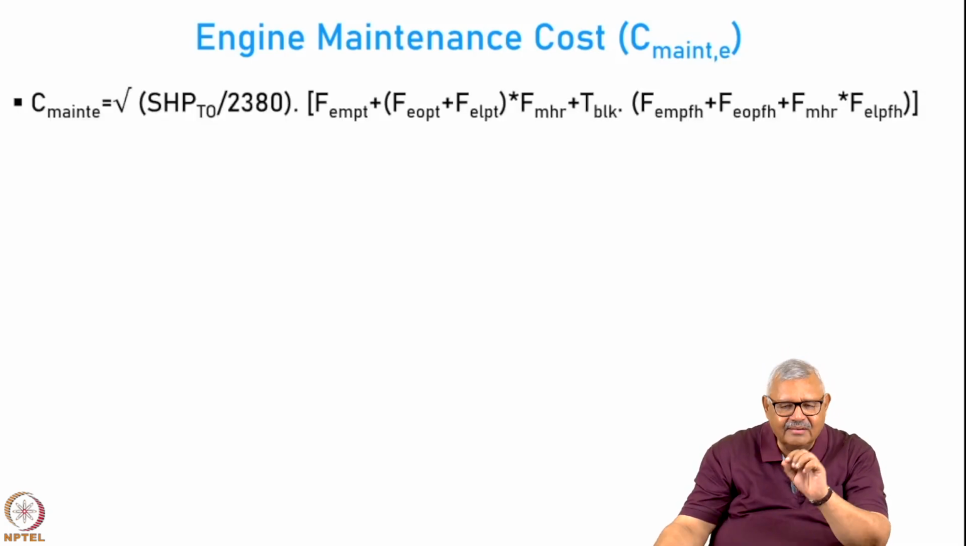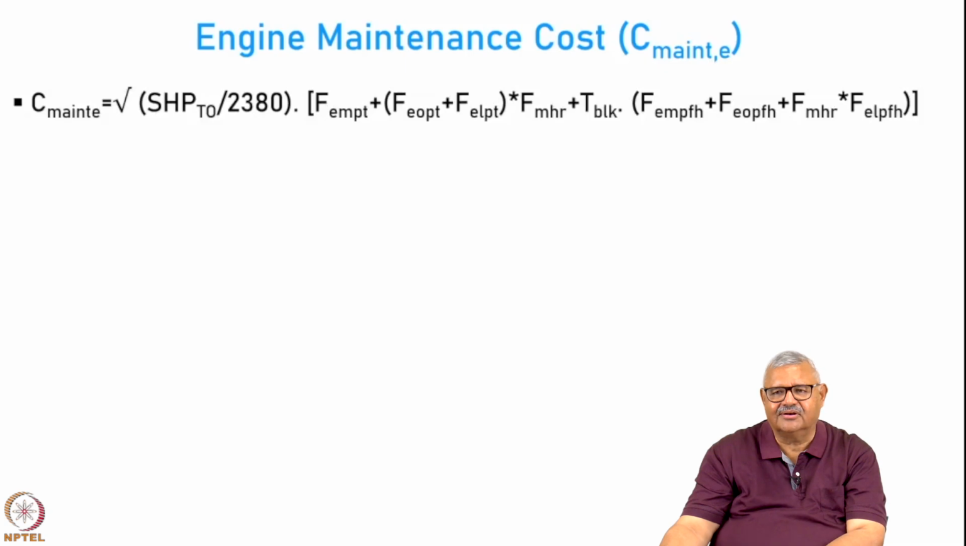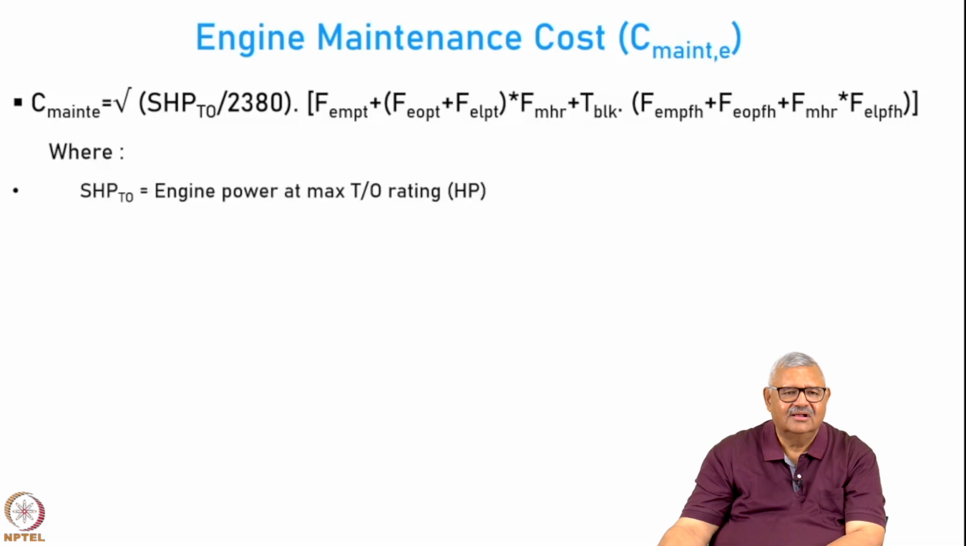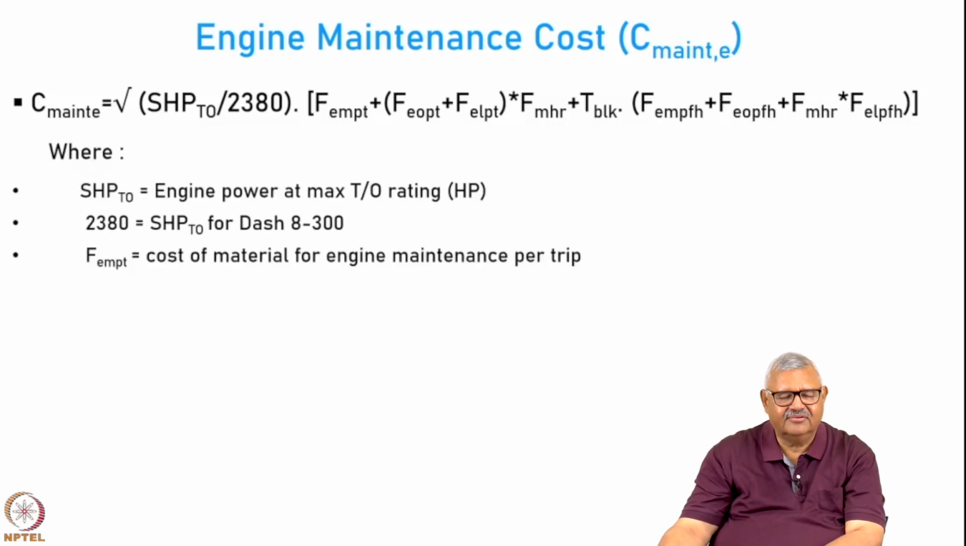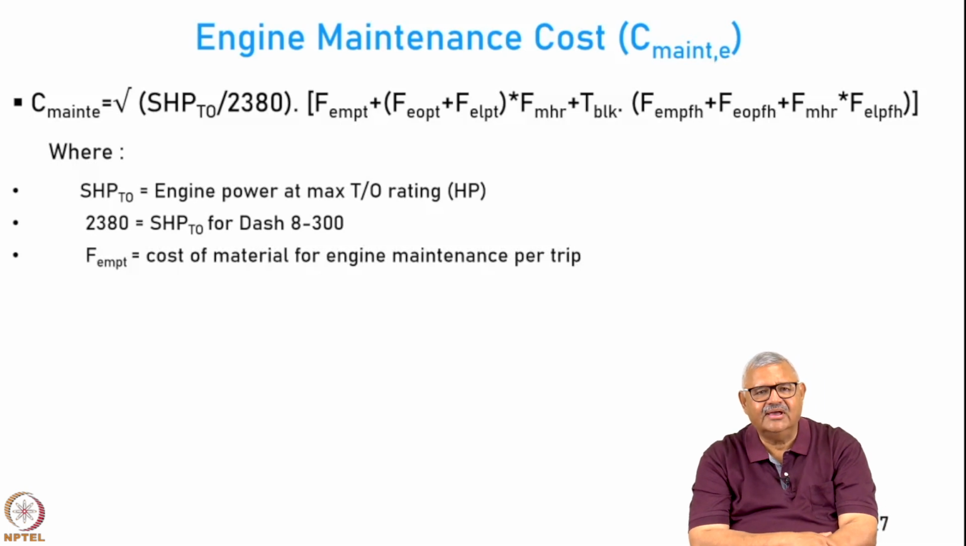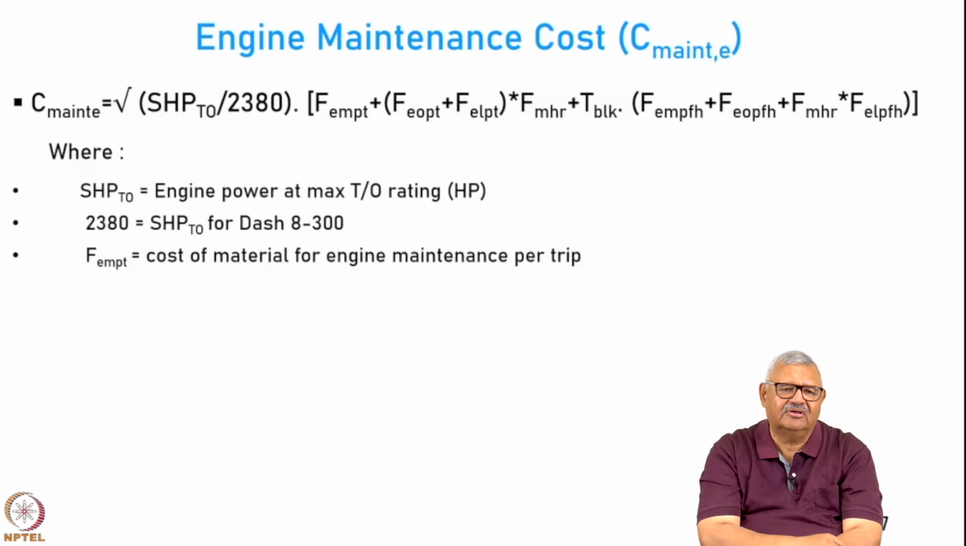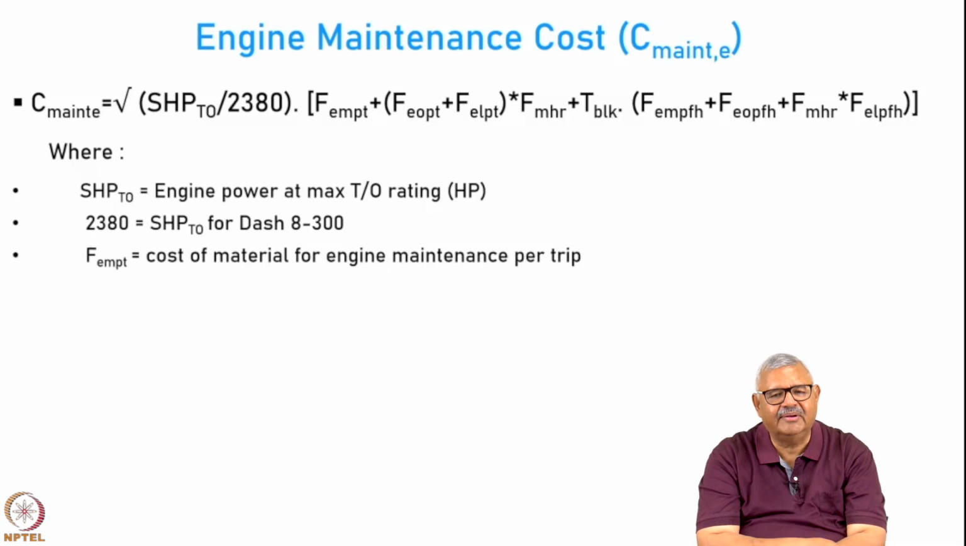For the engine it is a little bit more complicated because here there are additional components, like there is some money to be kept aside for overhaul. Now, here what we do is we look at the shaft horsepower in takeoff. For Dash 8 300 it is 2380 per engine, whereas for our aircraft it is 715, right. So, FEMPT is analogous to the previous one, cost of material for engine maintenance per trip, right.